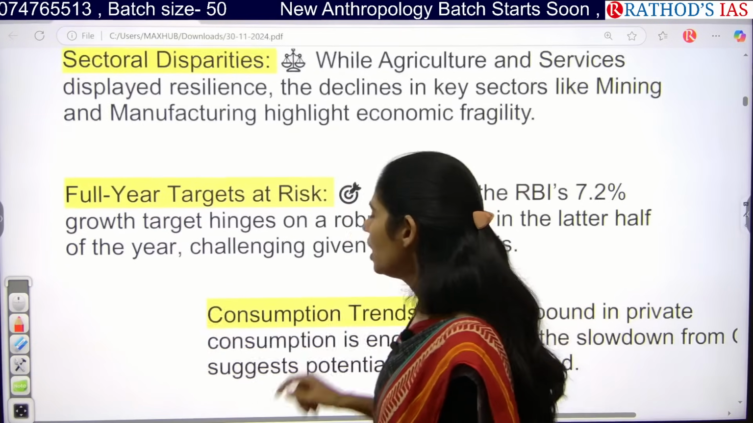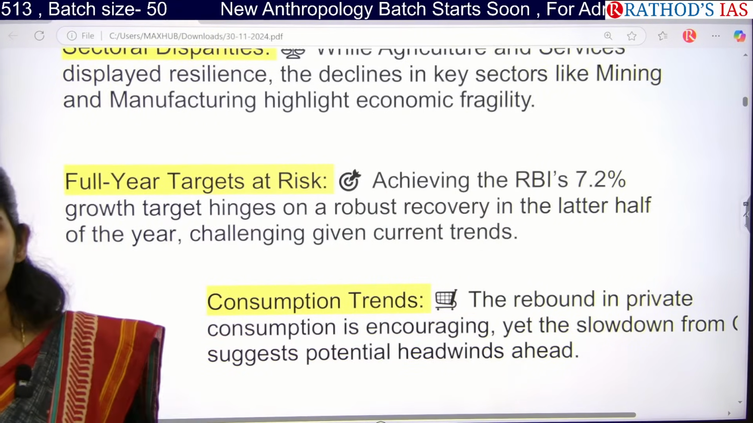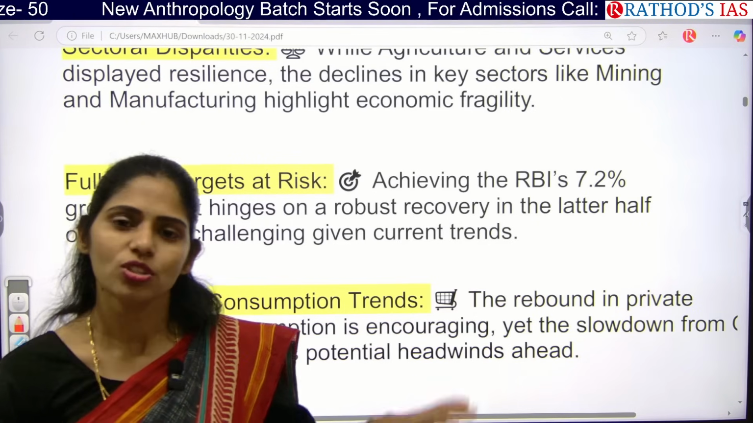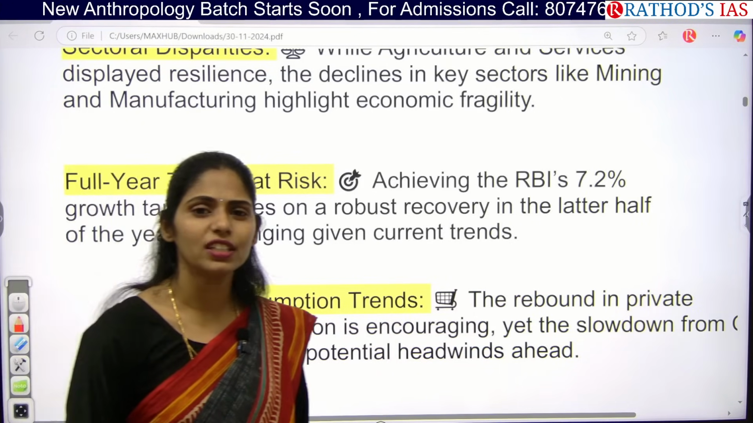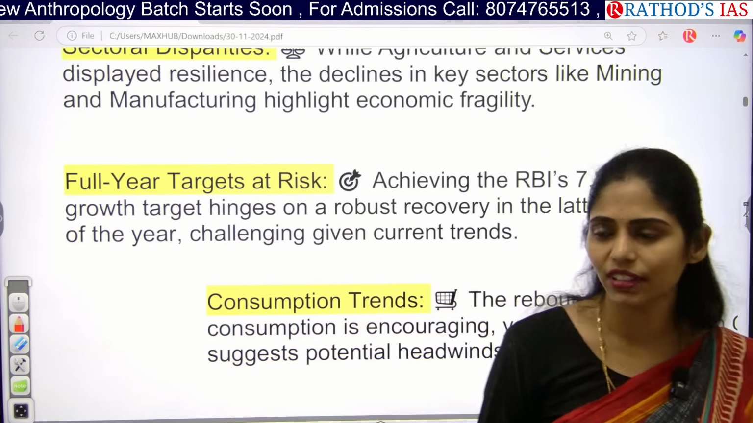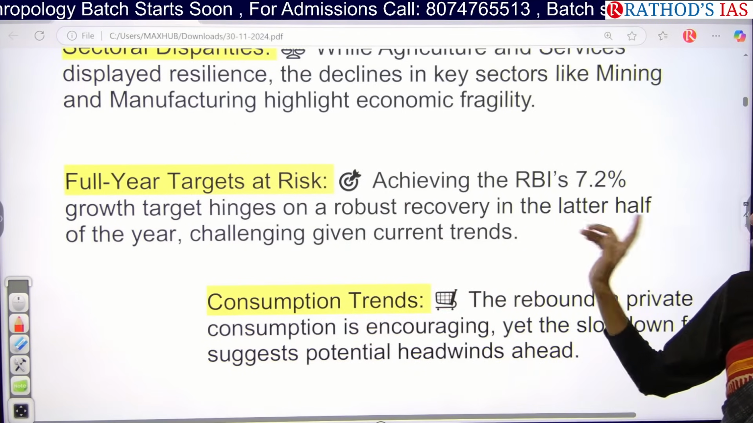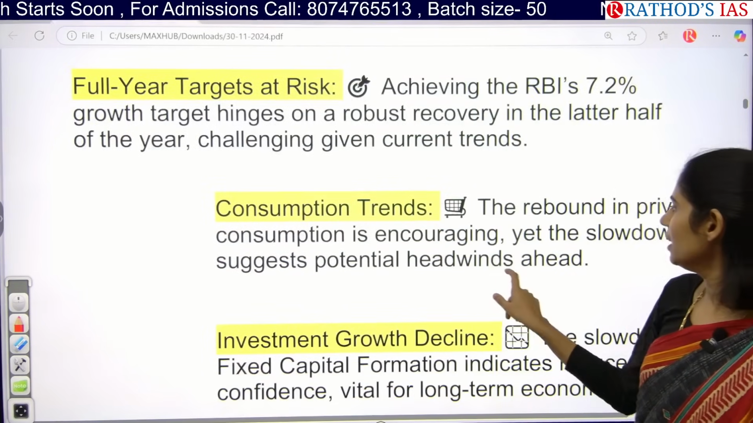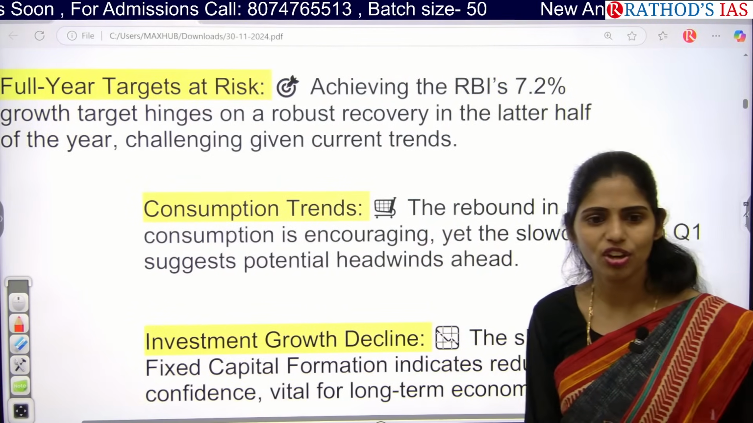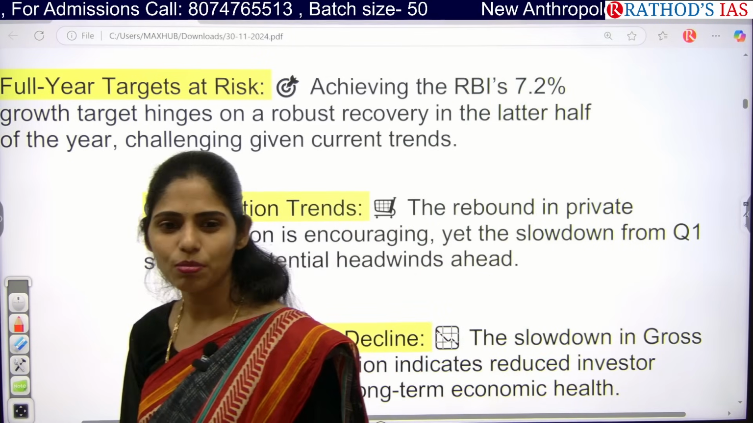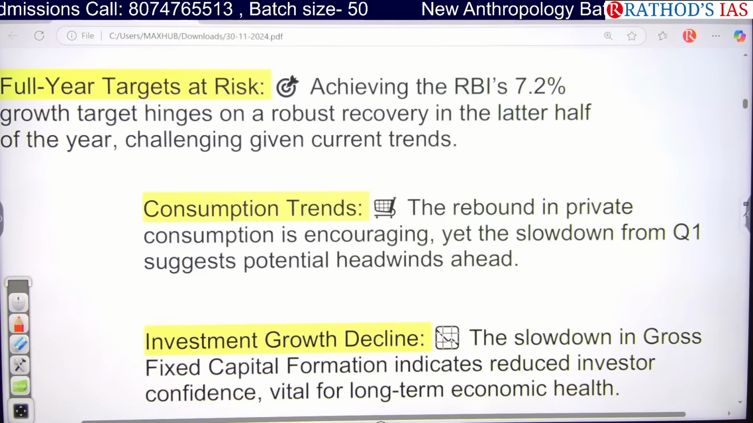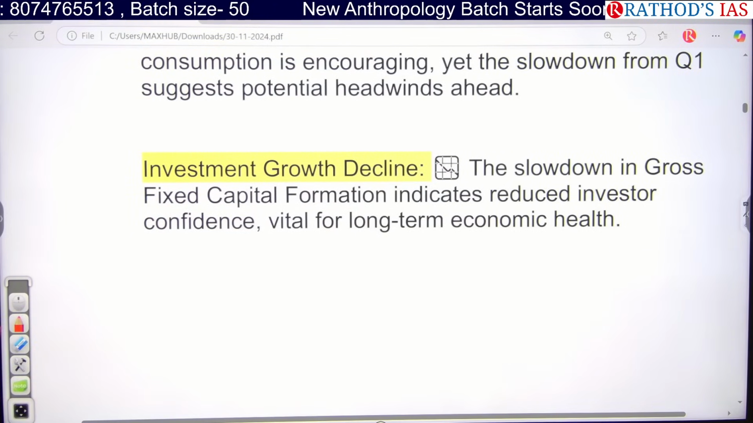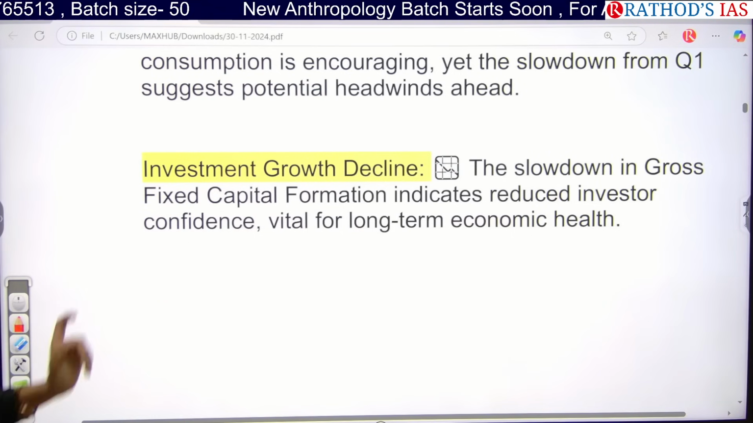And the next one is that we will be having some targets. Like RBI said that this year we are going to achieve the target of 7.2% GDP growth. If any one quarter records low growth, we will not achieve the target. That is the point mainly made. So it will affect robust recovery in our country. And what is happening to consumption? There is decreasing consumption. Now the government needs to take more steps to increase the consumption of goods and services by people. And investment will also decrease. Because of this there will be a slowdown of capital formation.